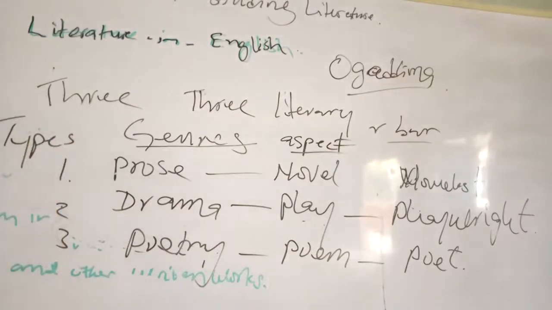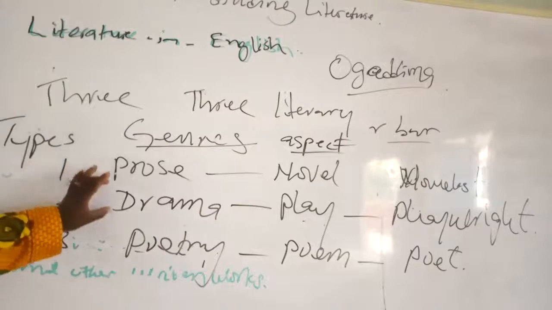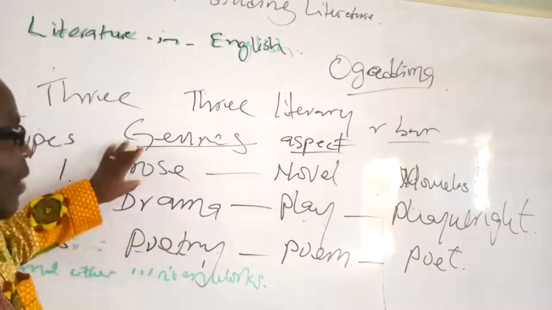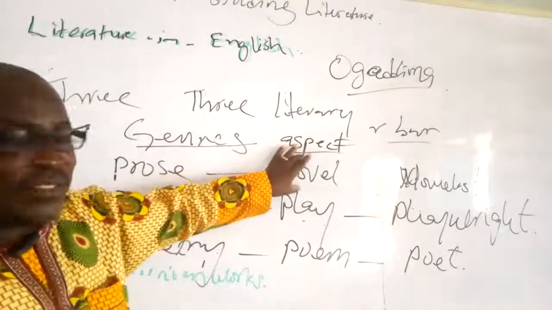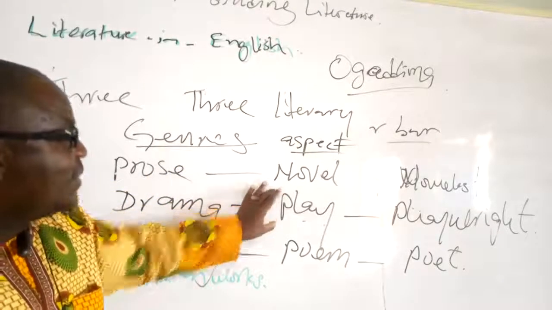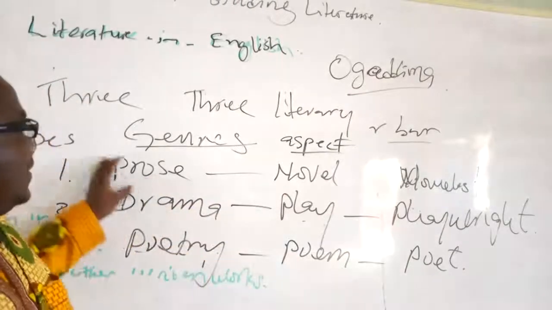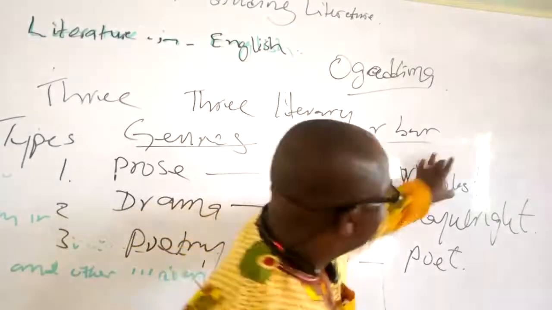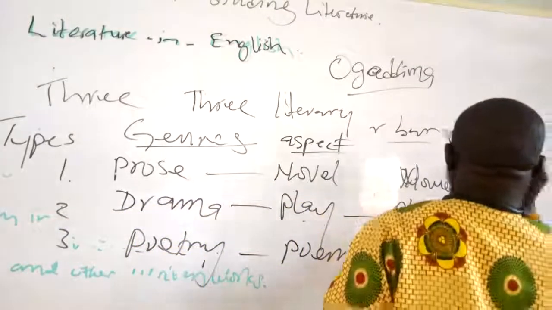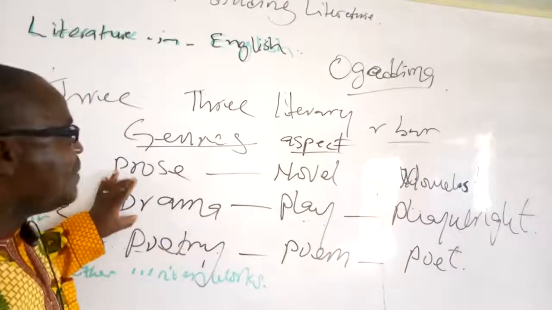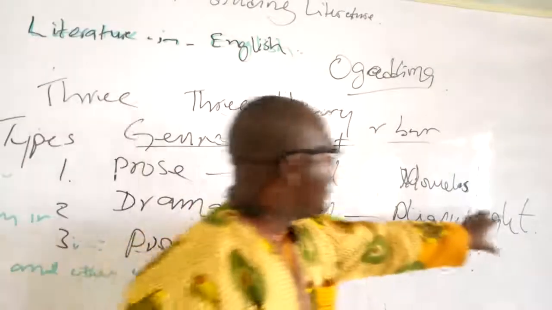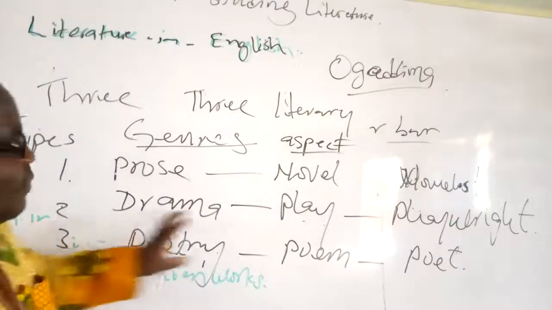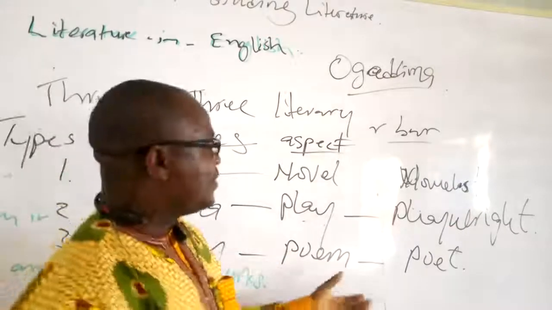So we have prose, we have drama, we have poetry, and another word for prose, you can refer to it as novel, or play, or poem. And a writer of prose or novel is a novelist. Then a writer of drama or playbook is a playwright. And at the same time, a writer of poetry or poem is known as a poet.